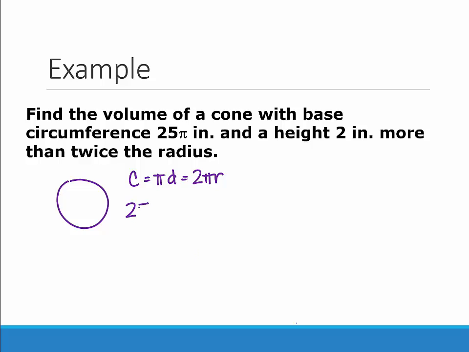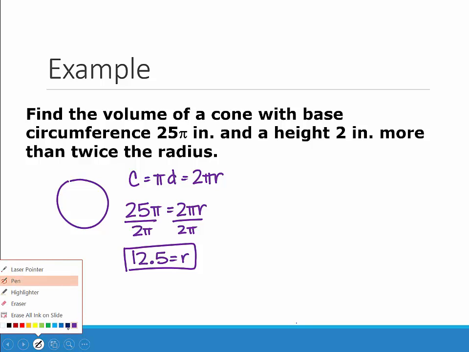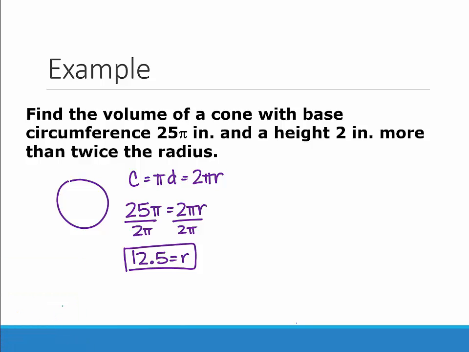So if I tell you that the circumference, or like the perimeter, is this, we can quickly find the radius by solving for r. The pi's go away and we're left with 12.5 equals our radius. So we'll need this for our formula. And then it tells us that the height is 2 inches more than twice the radius. So we got to do 2 times r and then add 2 more. So that's 12.5 times 2, which is 25, and add 2, so the height is 27.